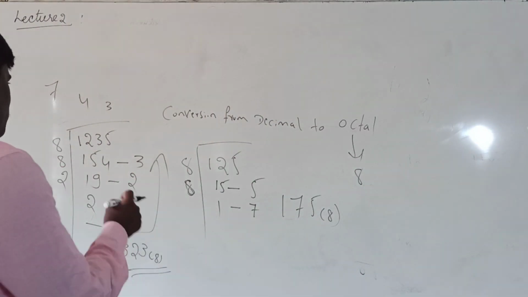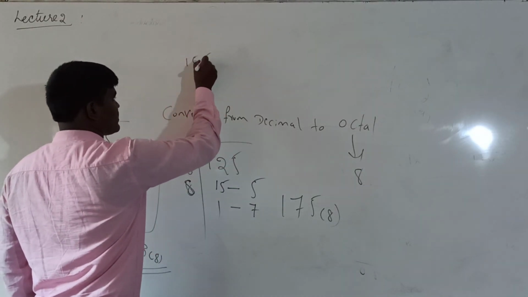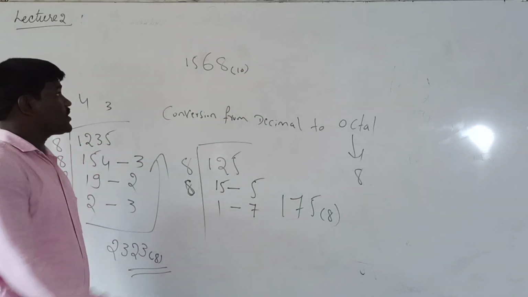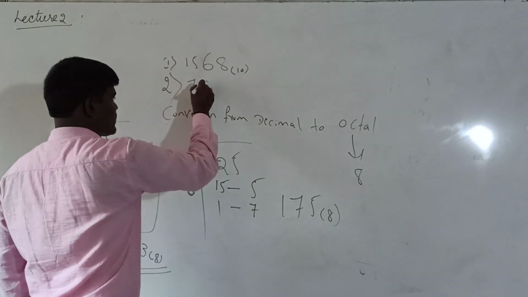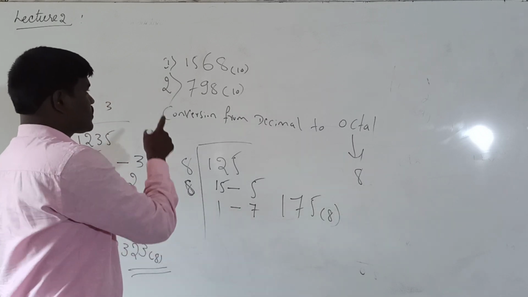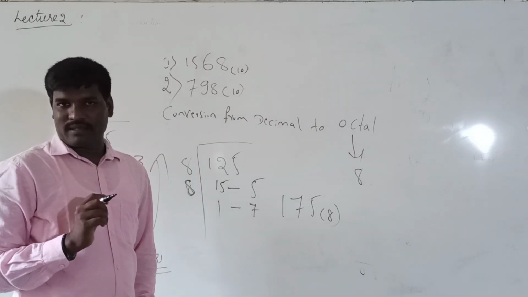I will give some examples so you can try. 1 5 6 8 is the first one. The second one is 798. You can convert these two examples into the octal number system. Okay.